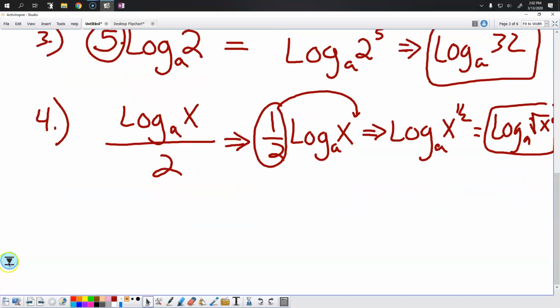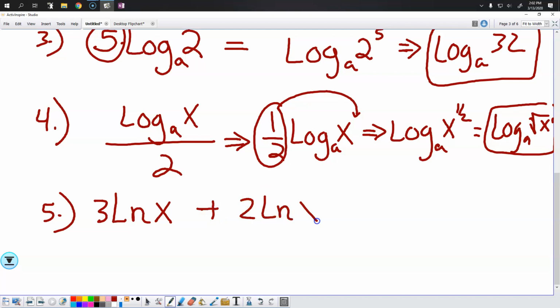What else could I throw at you? It's a little bit weird. How about ln? I'm going to give you 2 weird things in this next one here. How about ln of 3 ln of x plus 2 ln of x?